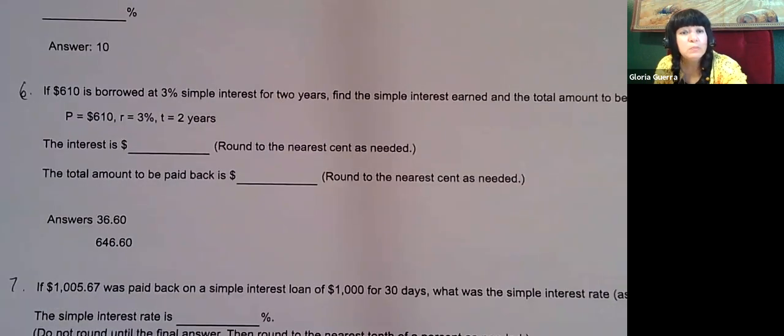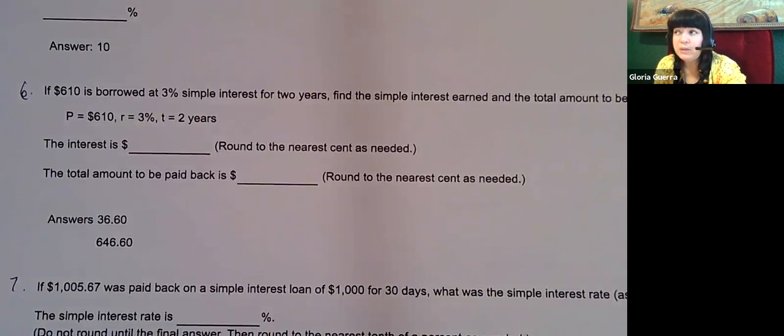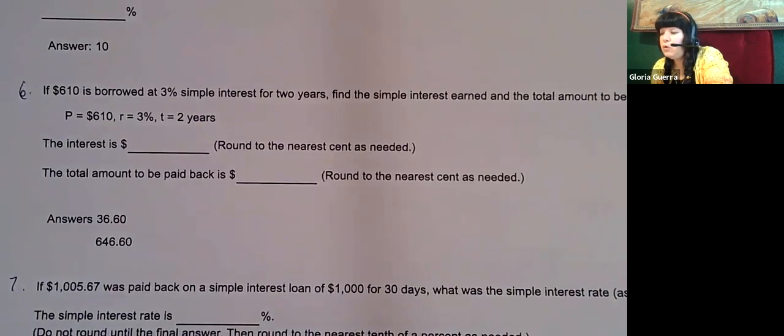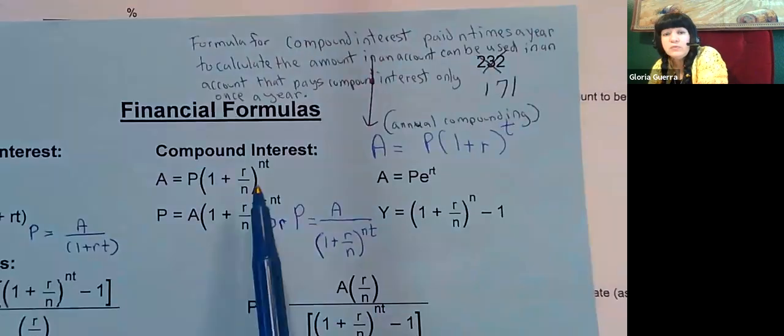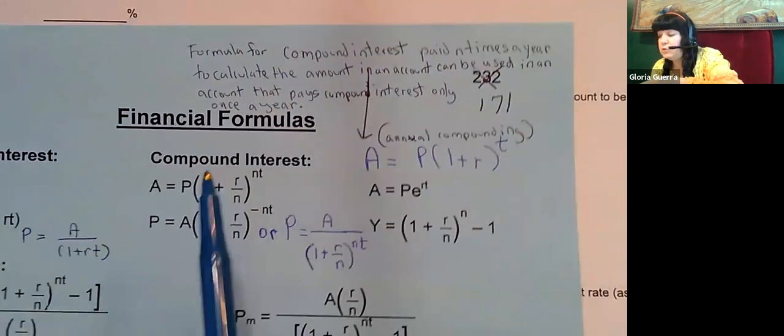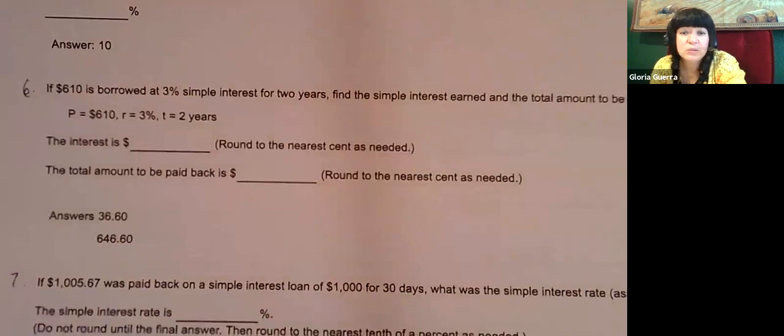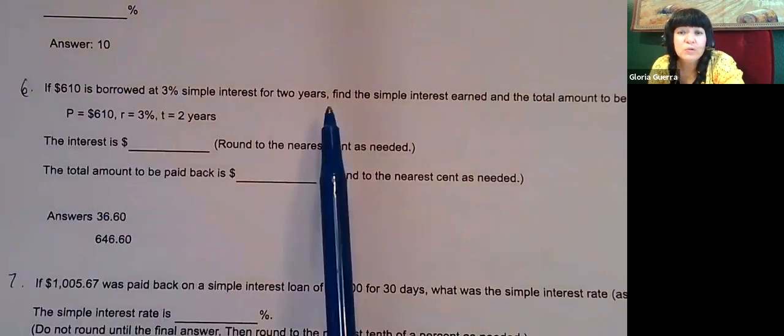So the P, your principal, which is either money being borrowed or money being invested, right? So this is money borrowed, it's $610. The rate is at 3% simple interest. So it's not being compounded repetitively. It's not compounded, it's simple interest, okay? Because if it says compounded, then you go into these formulas once it uses compounding interest, but it's not compounding, it's simple interest. And it was for 2 years.